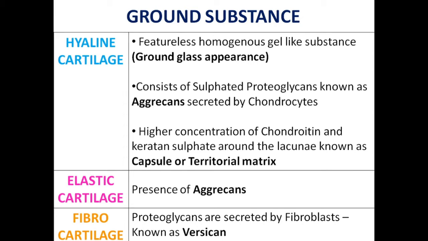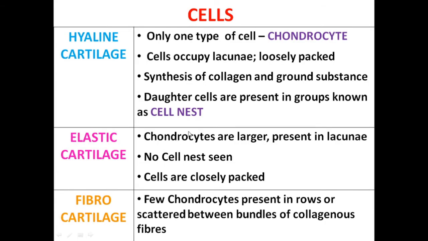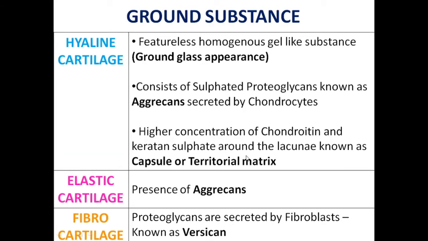Apart from the sulfated proteoglycans, it also consists of a higher concentration of chondroitin and keratan sulfate, which is mainly present in high concentration around the lacuna. Now lacuna is a space around the chondrocytes which are present within the ground substance, or you can say the intercellular matrix. Surrounding the lacuna, this high concentration of chondroitin and keratan sulfate forms the capsule or the territorial matrix.